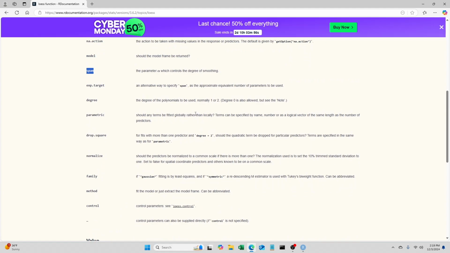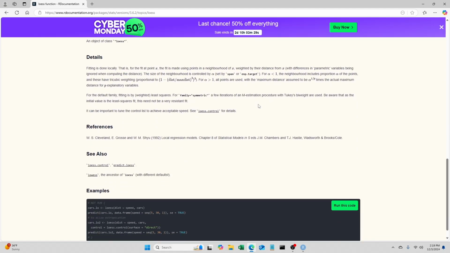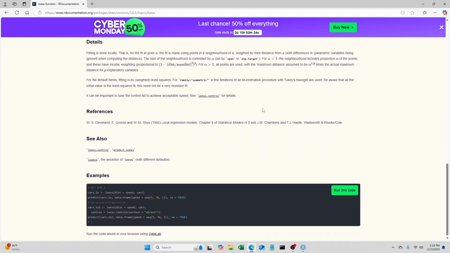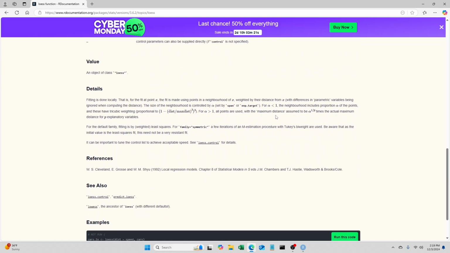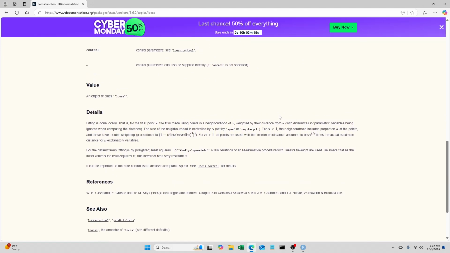And then we have another parameter here that is important. It's the degree of the polynomials that you can use. So if you use a polynomial of degree 1, then you fit a straight line to the points. And if you use a polynomial of degree 2, then you fit a parabola, a curve to those points. And degree 0 is also allowed, but here in the notes, they're telling us it's not really a good idea to use it.